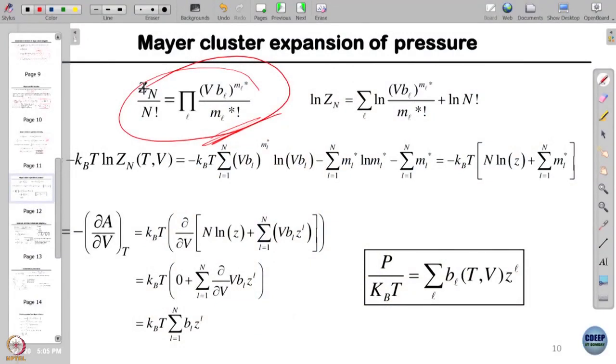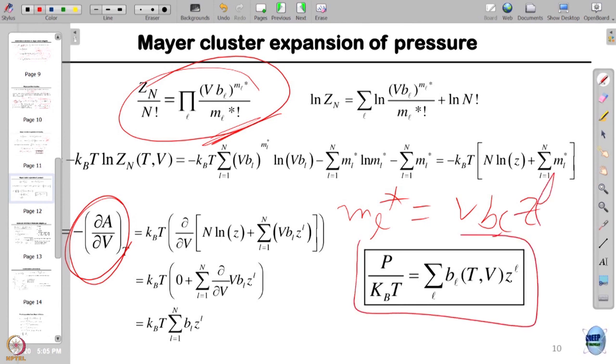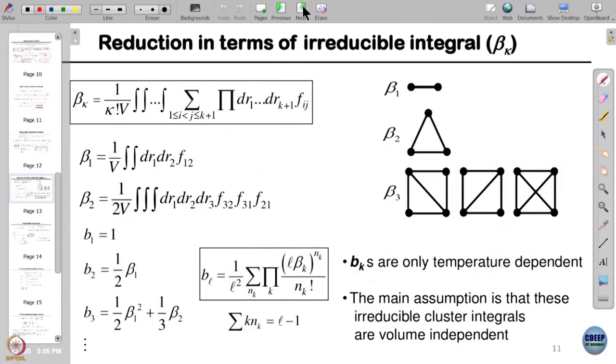That maximizes. Now when n is not 100 but billions of billions, then a distribution I pick up like that is one that is representative of the system. Then I can go and calculate the partition function. Once I know the partition function, I get the free energy, and from the free energy I can get the pressure, which is dA dV at constant T, and then I can show by using this relation for ML star, VBLZL, I get this thing. Okay. So now this is another such cluster expansion, which is Mayer's theory.